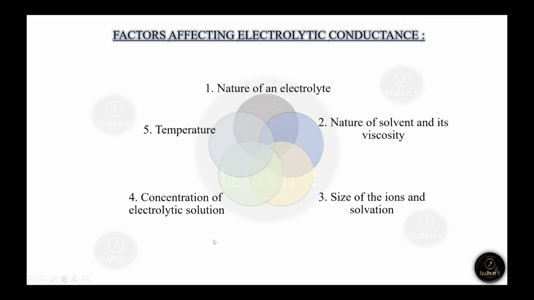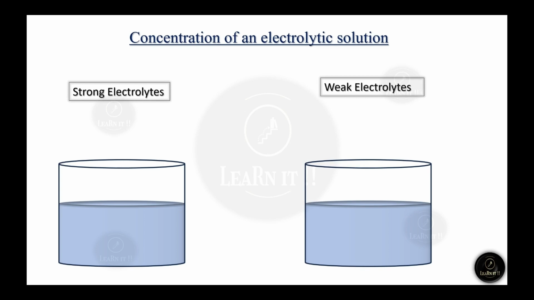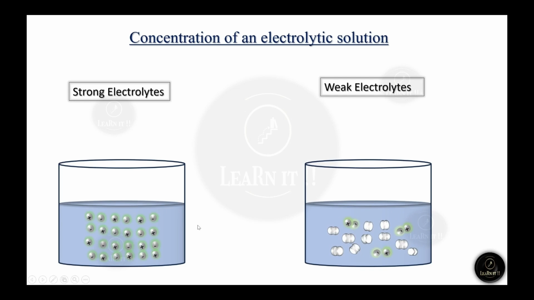Next comes the concentration of an electrolytic solution. Consider we have strong electrolytes and weak electrolytes. In strong electrolytes, there will be complete dissociation and there is a high electrostatic interaction between the ions. That's why they have less freedom. In the case of weak electrolytes, there is an incomplete dissociation, so a very small number of ions are present.